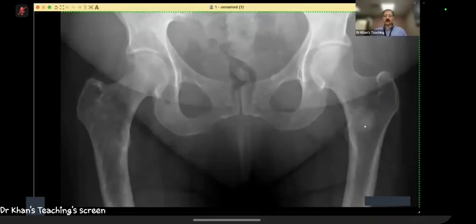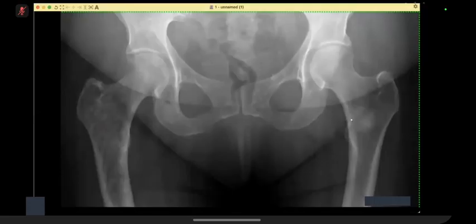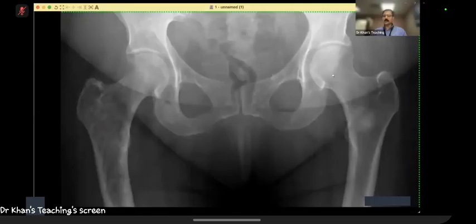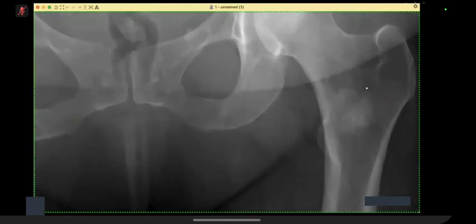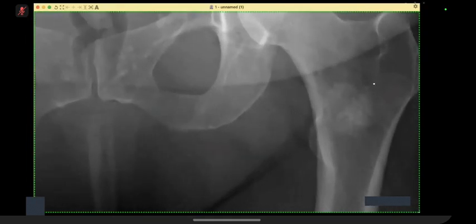Okay, madam, we'll come back to that. What is this? Yes, there is a well-defined lesion seen in the left femur. This lesion, this is maybe a bone island. Are you sure? Actually, it's well-defined with areas of calcification.